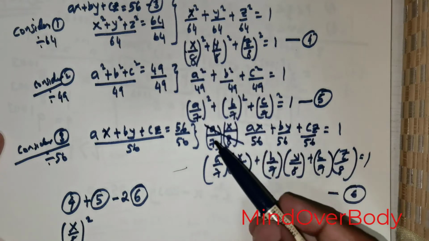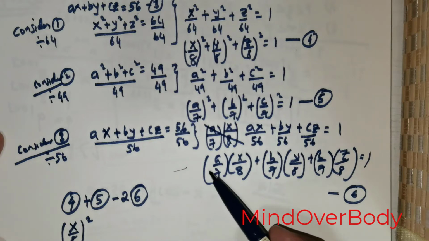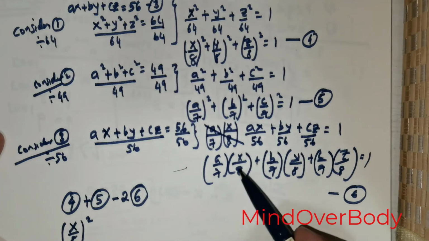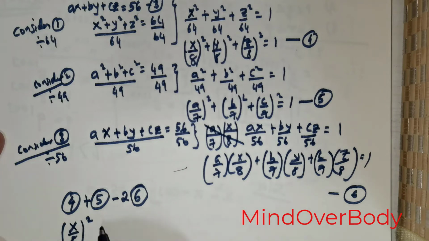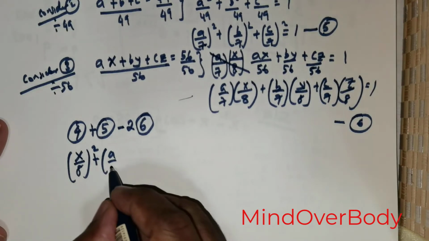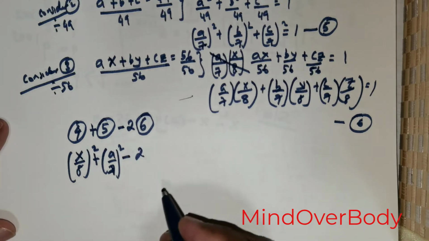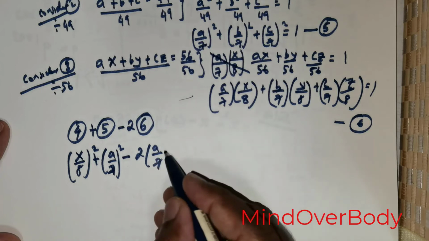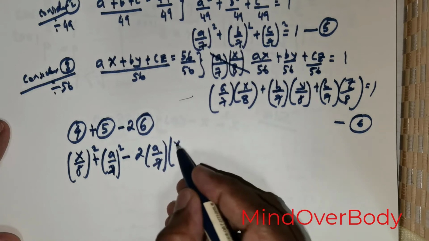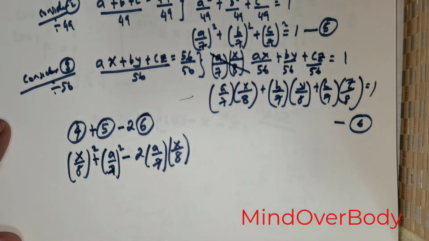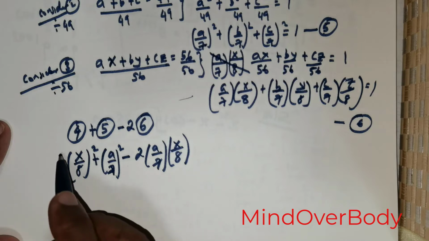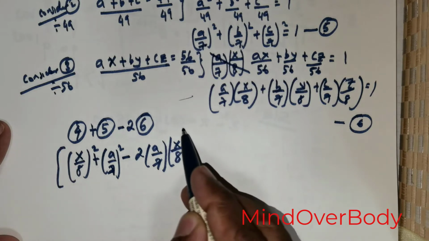First quantity plus first quantity followed by negative 2 times the quantity that you see here for equation 6. So x over 8 raised to the power of 2 plus a over 7 raised to the power of 2 minus 2 times a over 7 times x over 8. It doesn't matter whether 7 comes here or 7 comes here. So this is one quantity. Let me put it in a box.